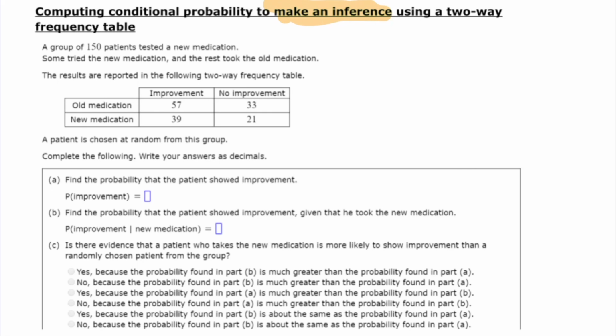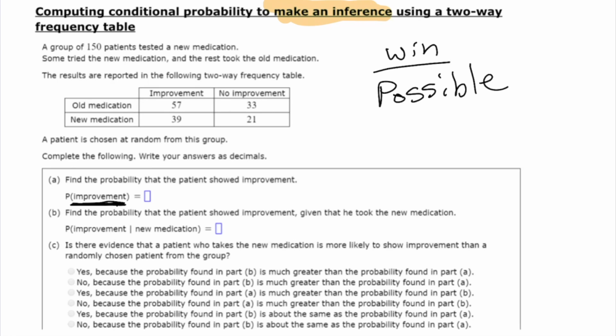So, one patient is chosen at random from the group. Complete the following. Write your answers as decimals. What is the probability that the patient showed improvement? Well, to do this, we got to do the same thing as before: win over possible. So we got to figure out what our win would be on this one. A win would be improvement, and we need to find the probability of that person improving.